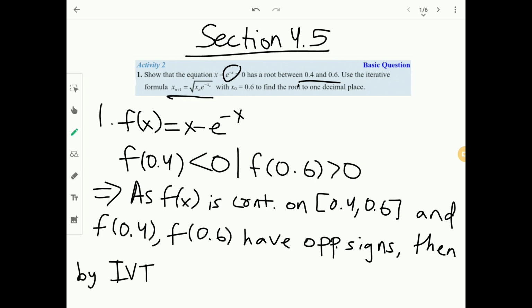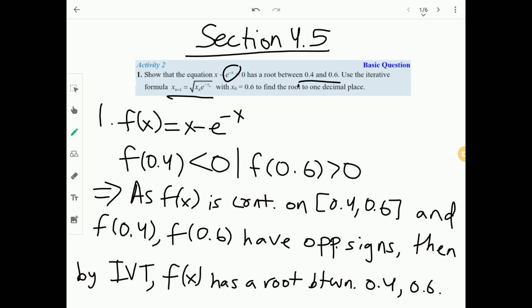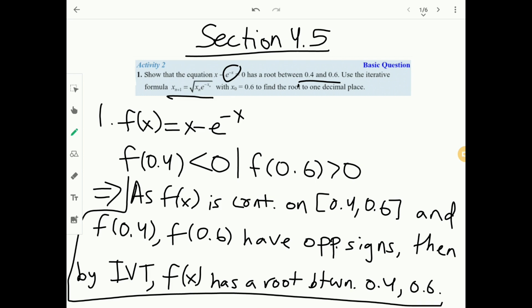So then by IVT, f of x has a root between 0.4 and 0.6, and this is the wording I should use in the written part, just to give the reasoning why you did this step basically. Now that we have this, now we look at the iterative formula.